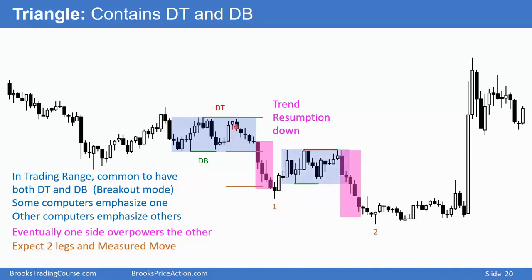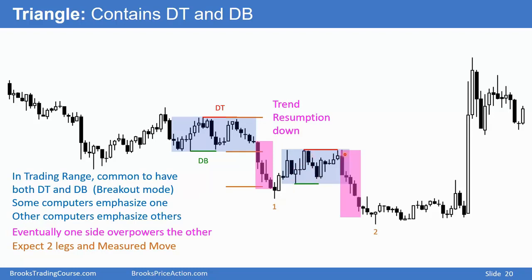Initially, you're looking for a measured move down based upon the height of the double top. Double top, neckline, fell for a measured move down, and there was buying. Bears took partial profits. Bulls may have scaled in, expecting a test of the breakout point. Another trading range, we have a double bottom and a double top, breakout mode.